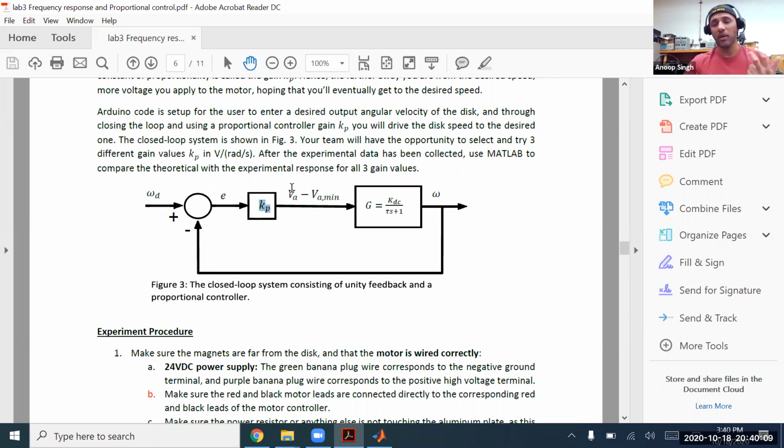So we'll analyze the behavior of this proportional controller also in this lab. And that would be our experiment number two.